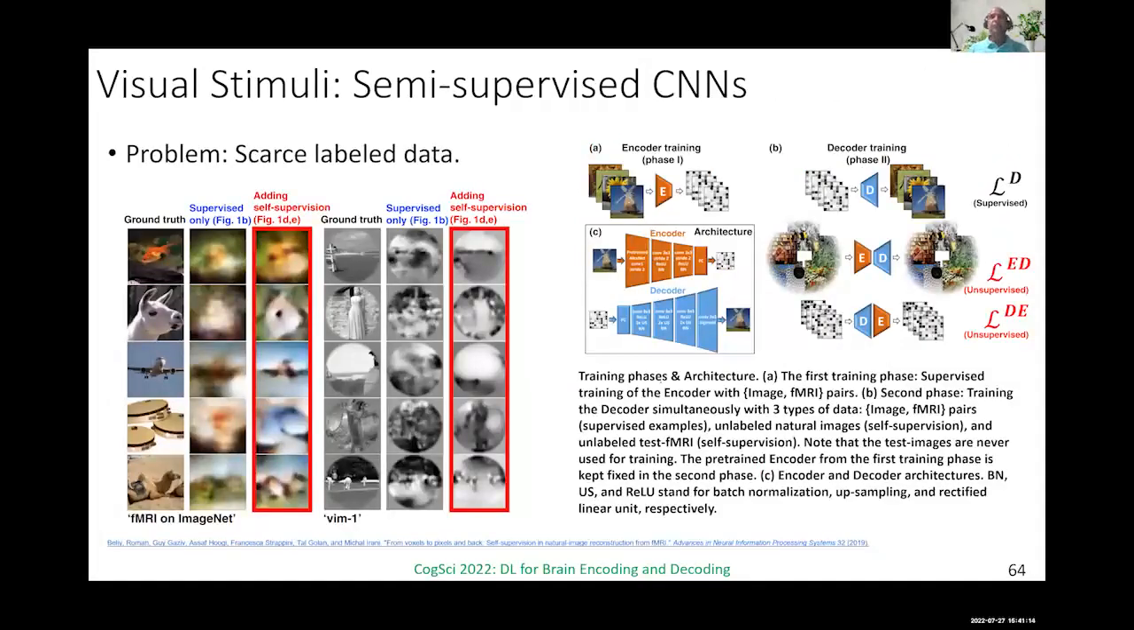Other kinds of methods focus on coming up with indirect representations. Indirect representations basically mean: when you have a small amount of labeled data, can you still come up with representations which can lead to improved encoding and decoding accuracy? Maria and Subha will of course talk about them in more detail.